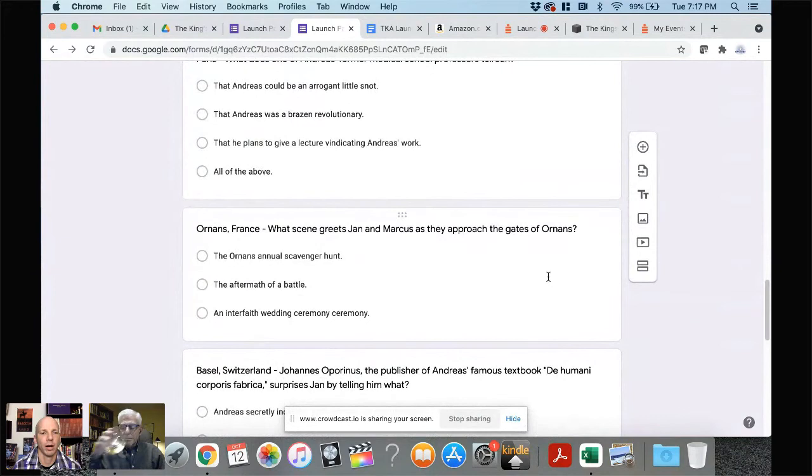Staying in France, the next stop was Ornans. Is that how you pronounce it, Ron? No S, Ornans. You don't say the S. Okay, I'm not French. What scene greets Jan and Marcus as they approach the gates of Ornans? The Ornans annual scavenger hunt, the aftermath of a battle, or an interfaith wedding ceremony?